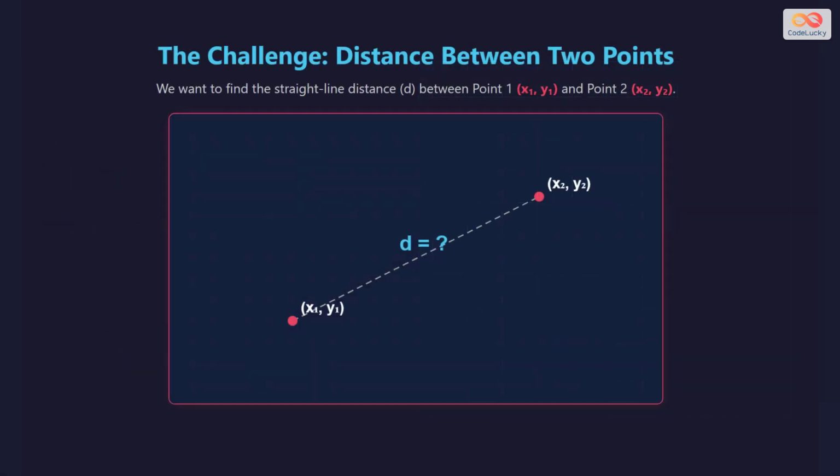Here is our challenge. We have 2 points, let's call them point 1, with coordinates x1, y1, and point 2 with coordinates x2, y2. We need to find the length of the straight line connecting them, denoted here by d.